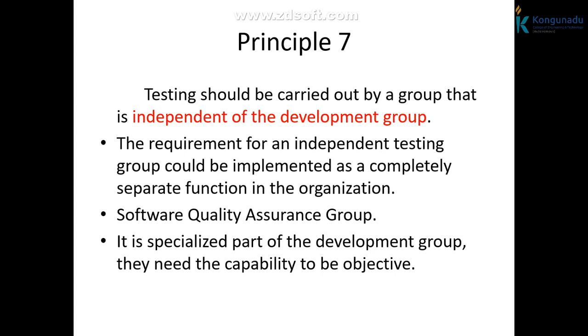Okay, so next principle, testing should be carried out by a group that is independent of the development group. Okay, the requirement for an independent testing group could be implemented as a completely separate function in the organization. So it means software quality assurance group. It is a specialized part of the development group. They need the capability to be objective.